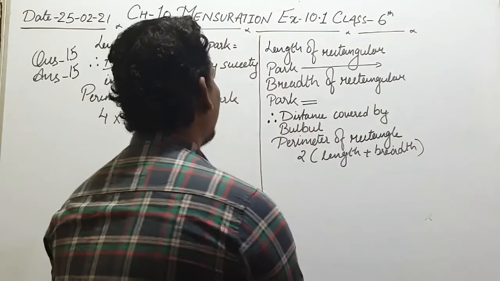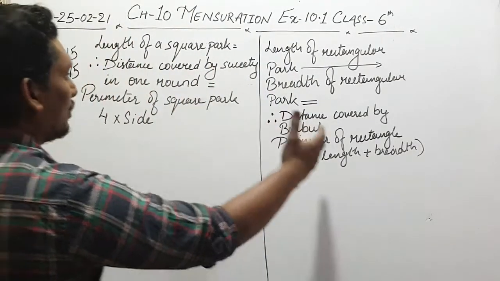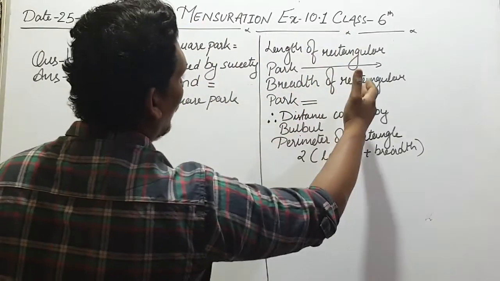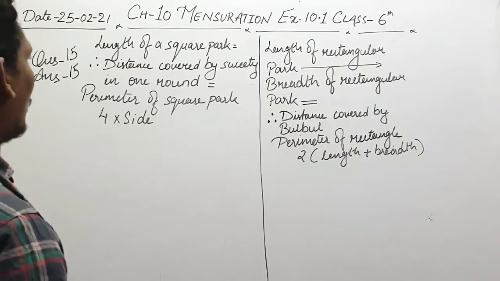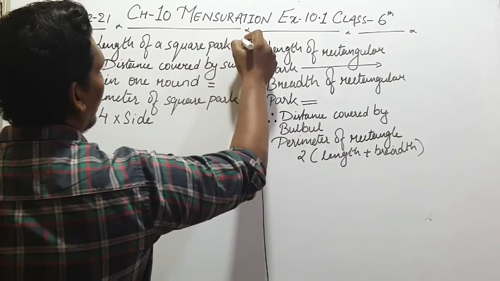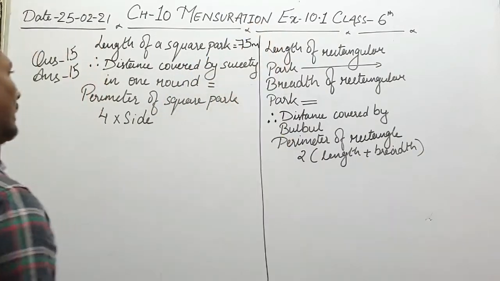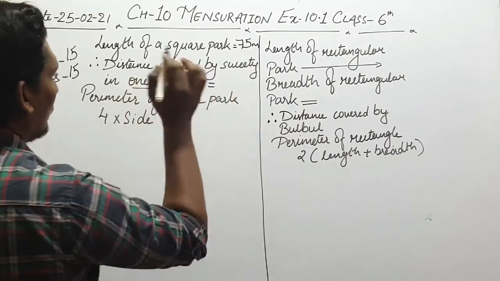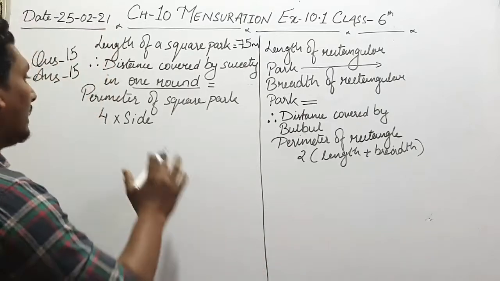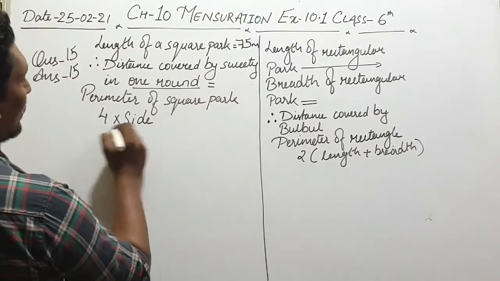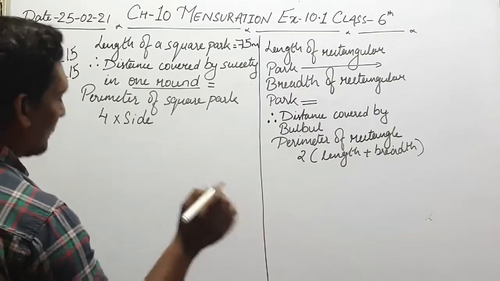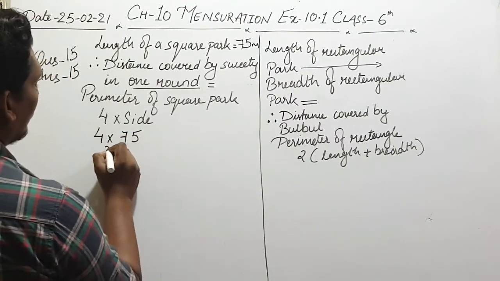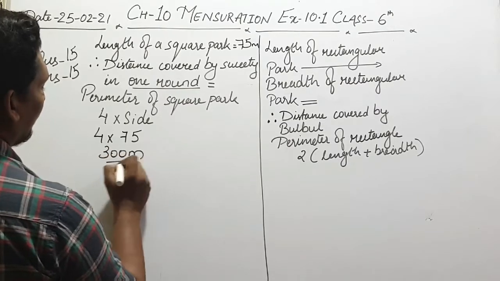Okay. So I have divided this into two parts. Okay, this part is for Sweetie and this rectangular park is for Bulbul. So the side of the square park is given 75 meter. Okay, so distance covered by Sweetie in one round. The word one round came here, so we have to find the perimeter of a square park. That is 4 into side. The formula is 4 into side. So 4 into 75, you will get 300 meter.